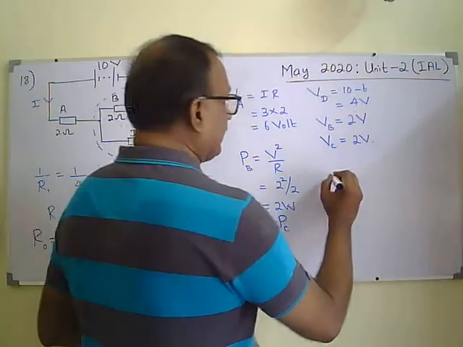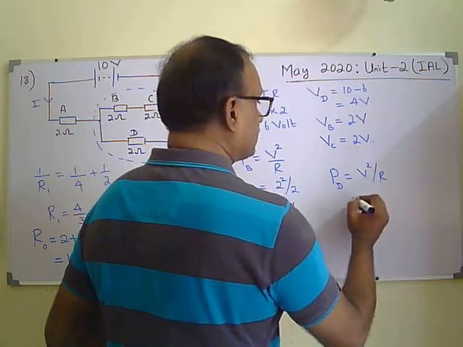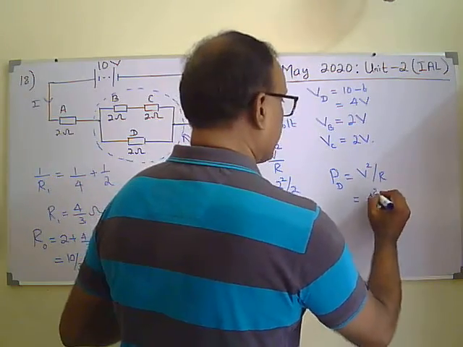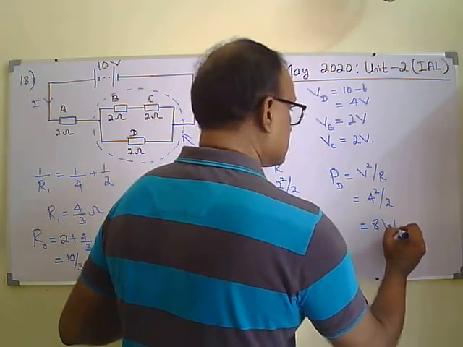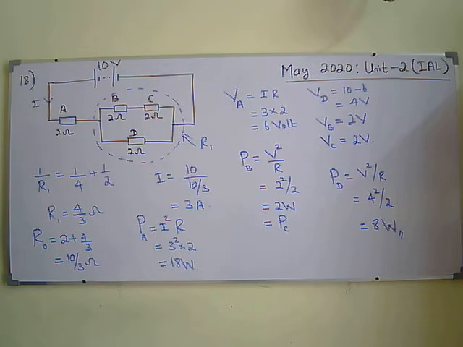Power across D, how much will be? That also I can say V squared over R. Voltage across D is 4 volt, so 4 squared over 2, that is 8 watts. Okay, very simple question.